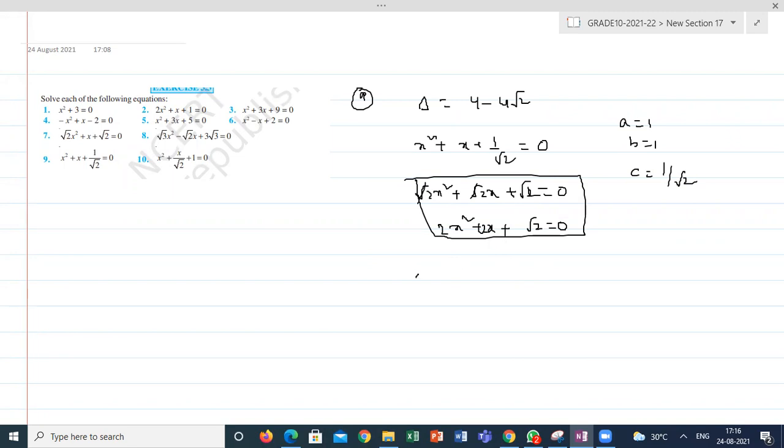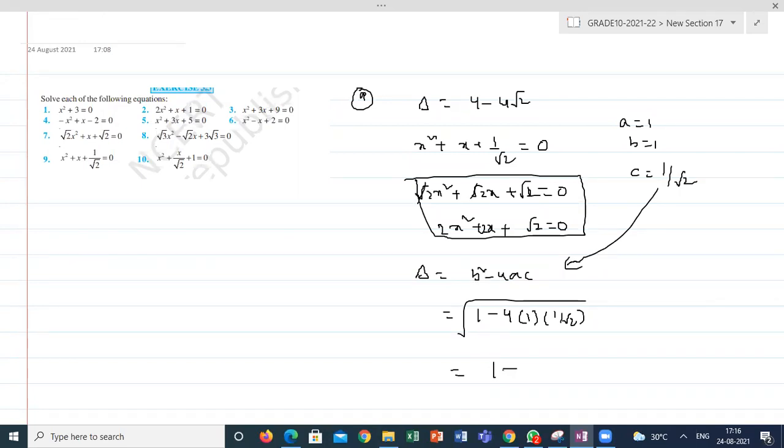This is also fine. So delta is equal to b square minus 4ac. What is the b square value? If I am taking this method, 1 minus 4 into 1 into 1 by root 2. How much? I got delta is little different. 1 minus 2 root 2 under the root. If it is delta, 1 minus 2 root 2. But we got 4 minus 4 root 2.